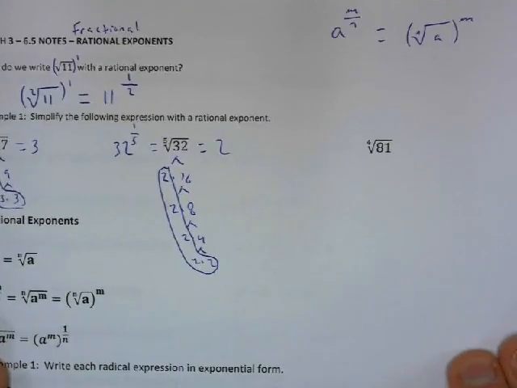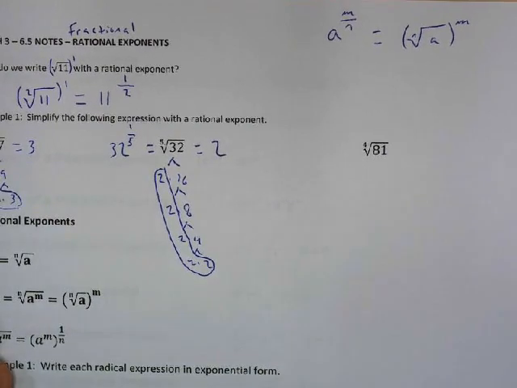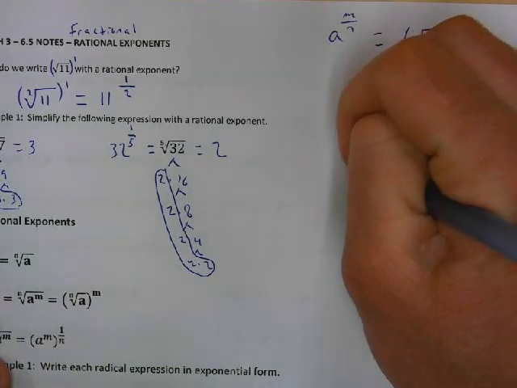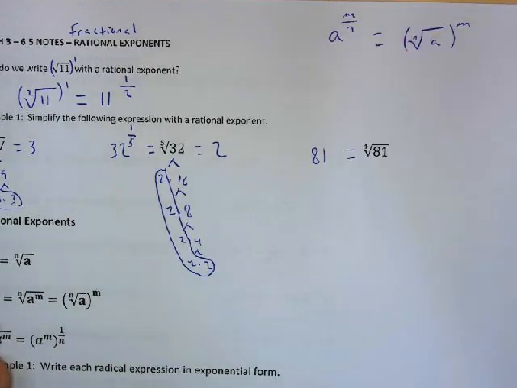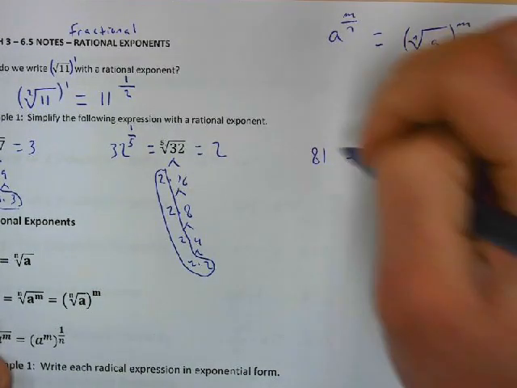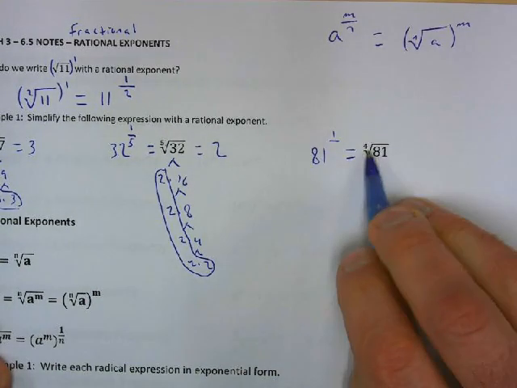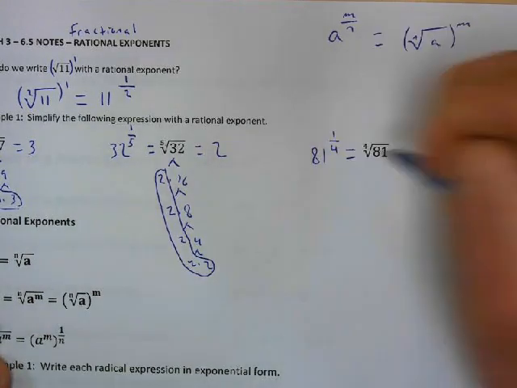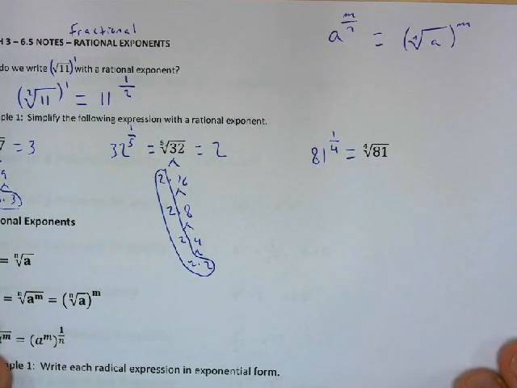Okay, and then the last one over here, the 4th root of 81. Well, first of all, how can we rewrite that as 81 to what power? Well, we're just raising it to the 1st power and taking the 4th root. So that's 81 to the 1/4 power. Okay, and then what is the 4th root of 81?